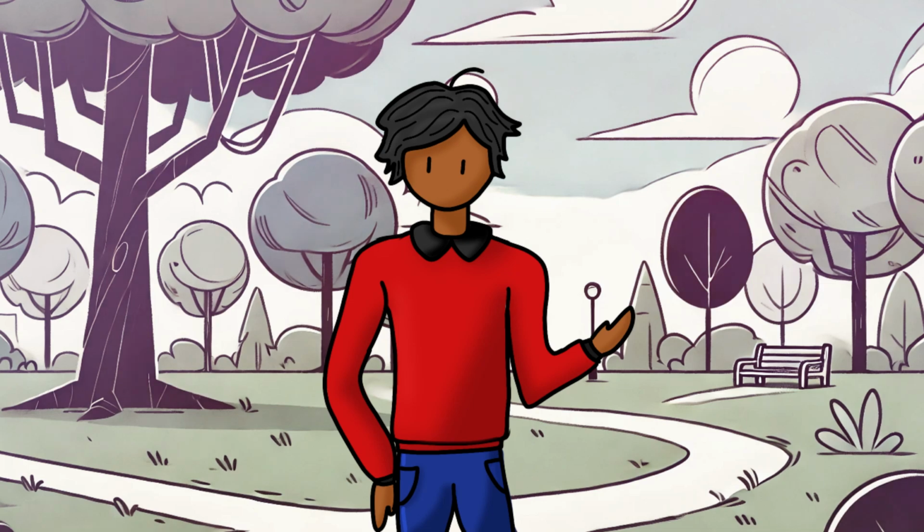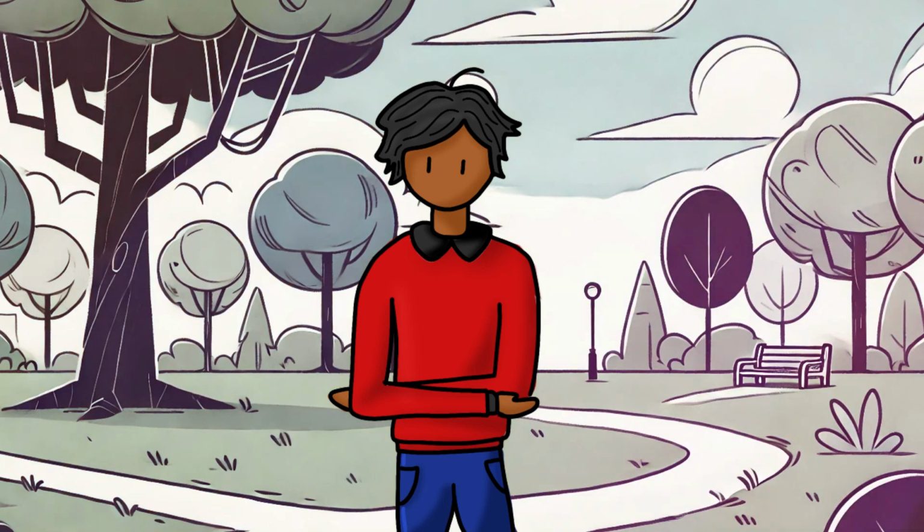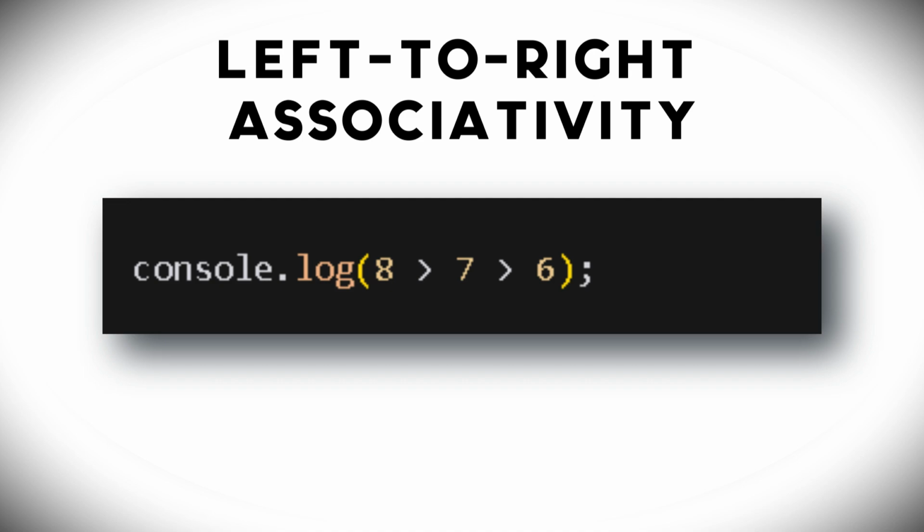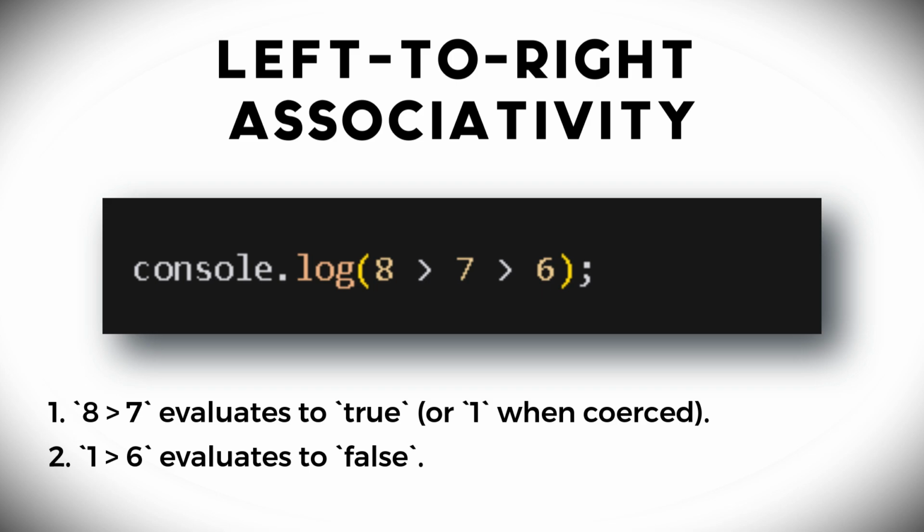Another thing you must learn about operators is the associativity. Associativity defines the direction in which operators of the same precedence are evaluated. This is very important if you're going to start making complex calculations with these operators. If operators have the left-to-right associativity, this is how it will be. This will output false, as 8 is greater than 7 will output true, or 1 when coerced, and 1 is greater than 6 will evaluate to false.